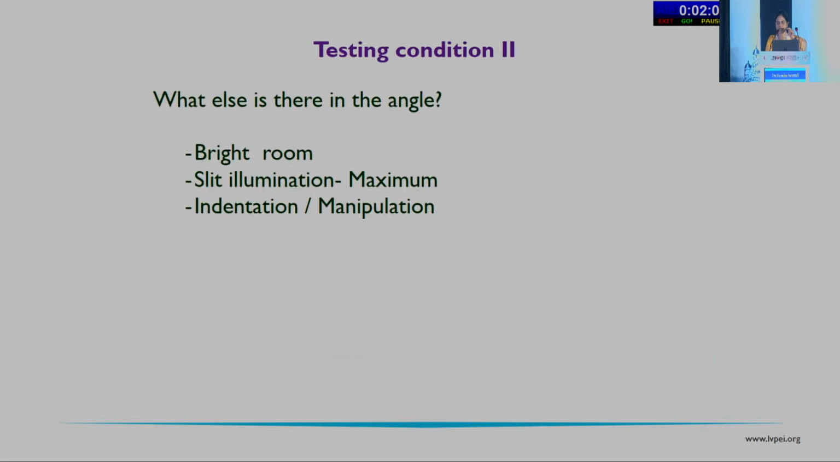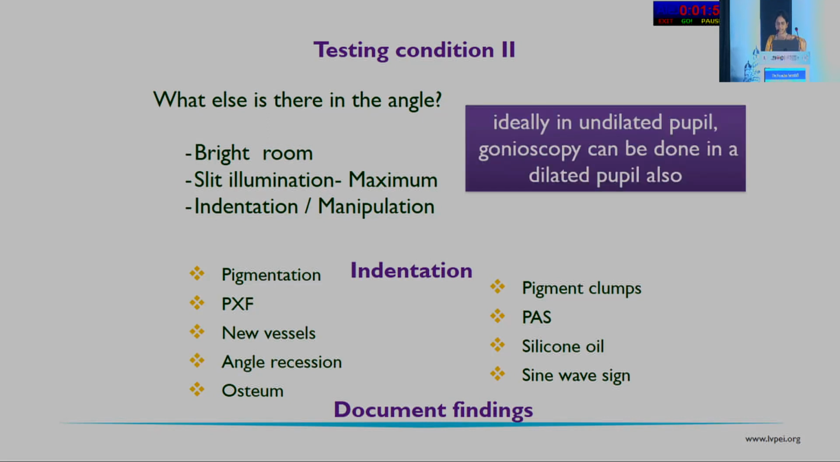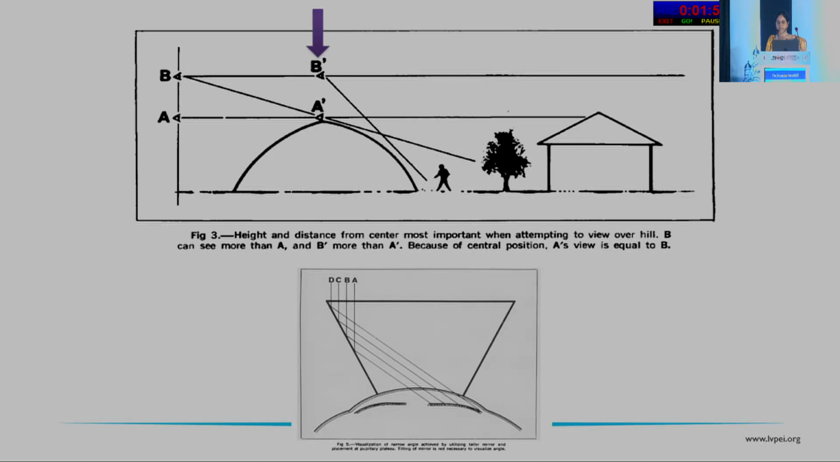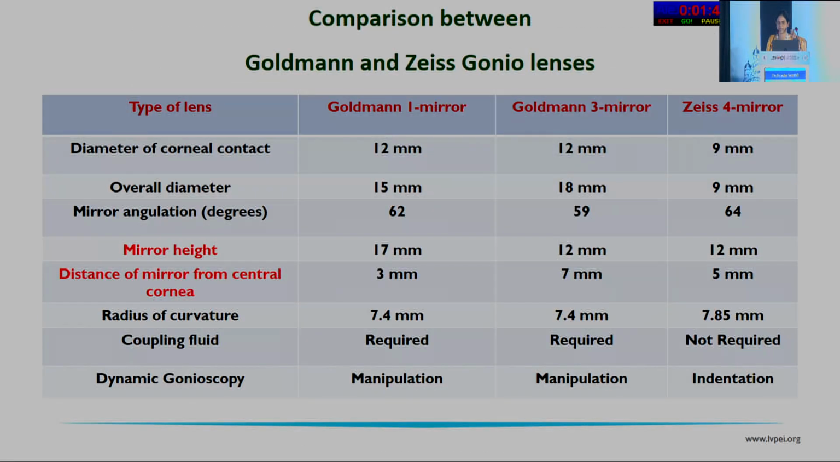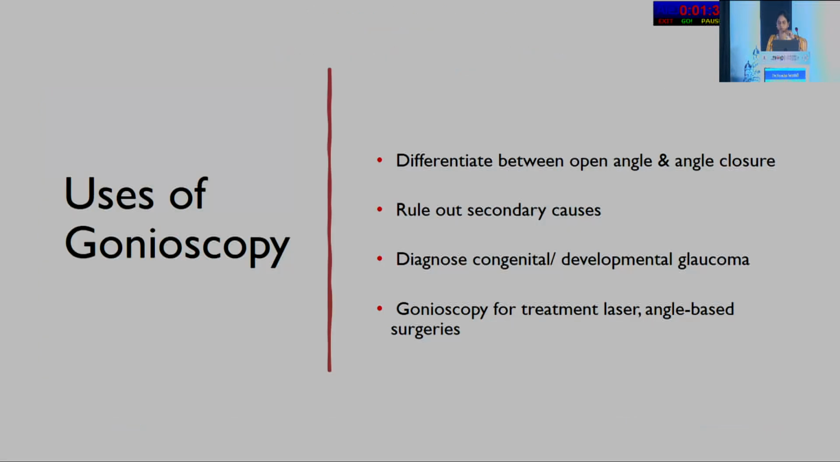But once you identify this, it's also very important to brighten the light to make a broader beam to understand what else is happening in the angle. That becomes critical. I won't go into these details, but what is important is, when you have an angle closure, if you use a gonio lens that has a higher mirror, the mirror that is closer to the center possibly will give you a better view of the angle structures.